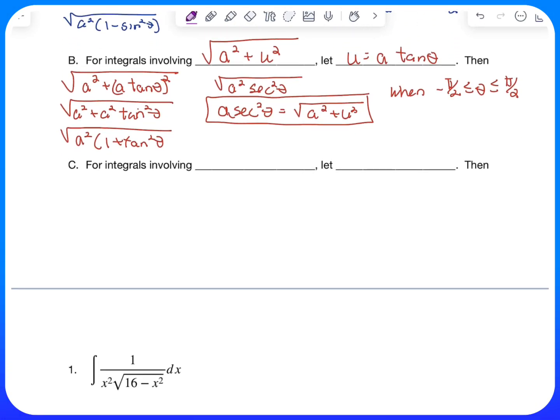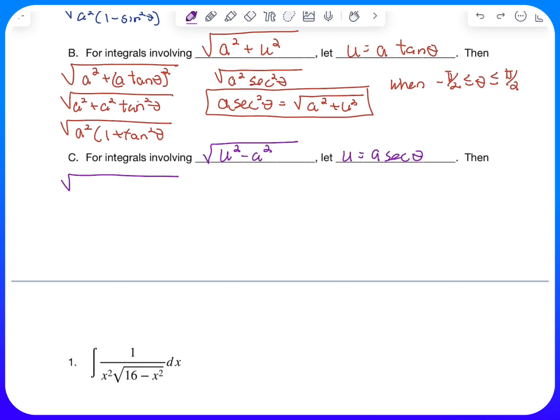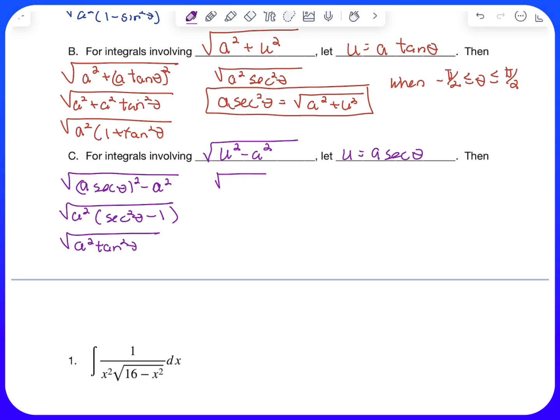Now if I have an integral that involves the square root of u squared minus a squared, I'm going to let u equal a secant theta. Doing the same process we did in A and B, I replace my u with a secant theta, distribute the square, and factor out our GCF of a squared. Use the Pythagorean identity to replace secant squared minus 1 with tangent squared. So in this case, the square root of u squared minus a squared is equal to a tangent theta, plus or minus.